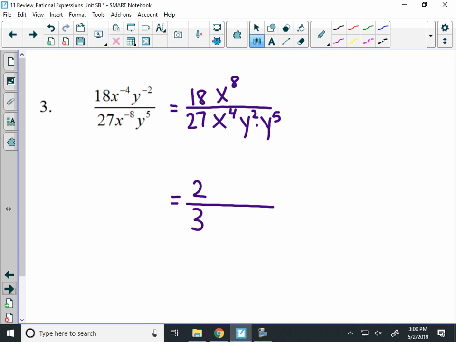X to the 8th over x to the 4th, well, I subtract 8 minus 4 and get a 4. So the 4 is positive, it would stay up on the numerator with x to the 8th, and notice that x to the 8th is bigger than x to the 4th, which is also why it's staying in the numerator. Y squared and y to the 5th, you add those together to be y to the 7th, and that would be your final answer.